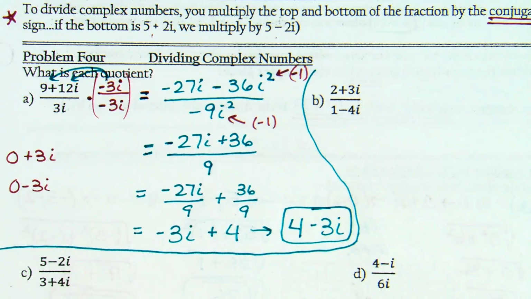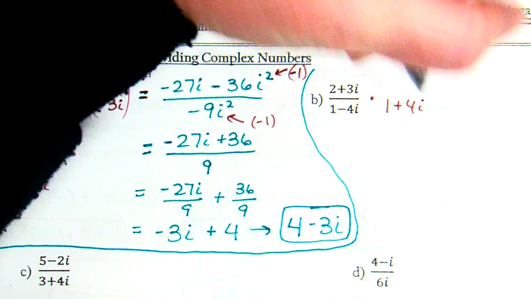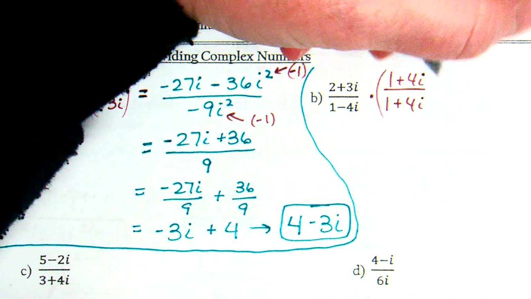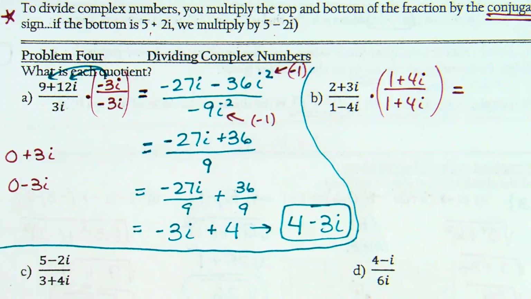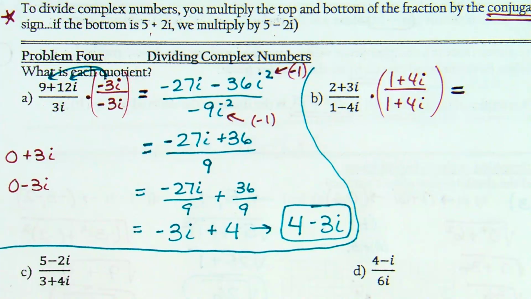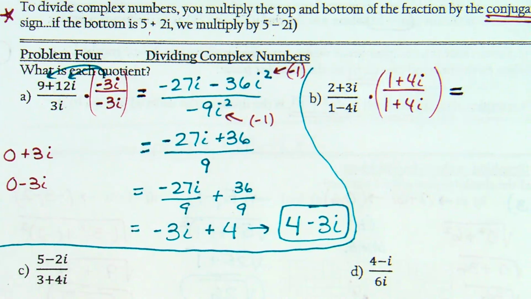2 plus 3i over 1 minus 4i. So what do you have to think here? Okay, conjugate. What is the conjugate? Okay, conjugate of the denominator, 1 minus 4i, is 1 plus 4i. What do I multiply the denominator by? You multiply the numerator by it too. How do I multiply these? FOIL. Distribute, FOIL, whichever word makes you happy there.